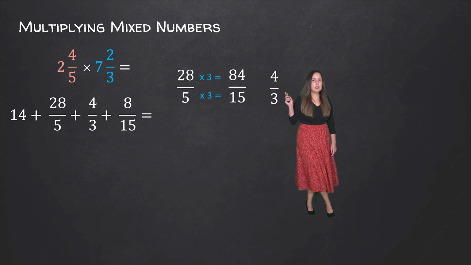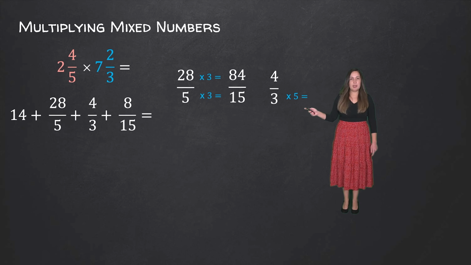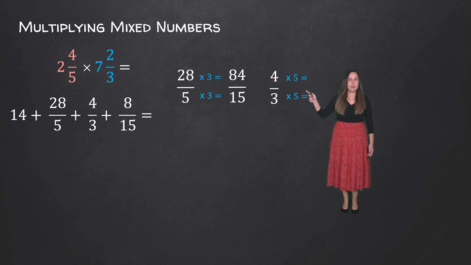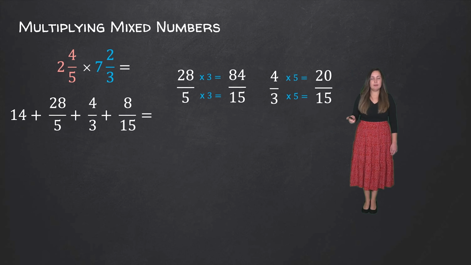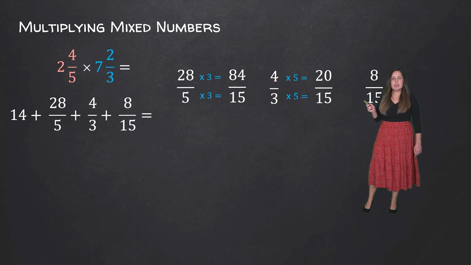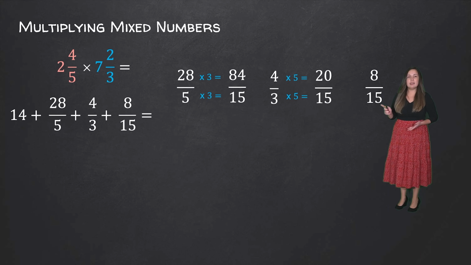Then we're going to take 4 over 3, multiply our denominator by 5 to get a denominator of 15. And whatever we do to the denominator, we do to the numerator. So 4 times 5 is equal to 20, and 3 times 5 is equal to 15. So now we have a denominator of 15 here. Let's take our last fraction, 8 over 15. This one already has a denominator of 15, so that one's okay.